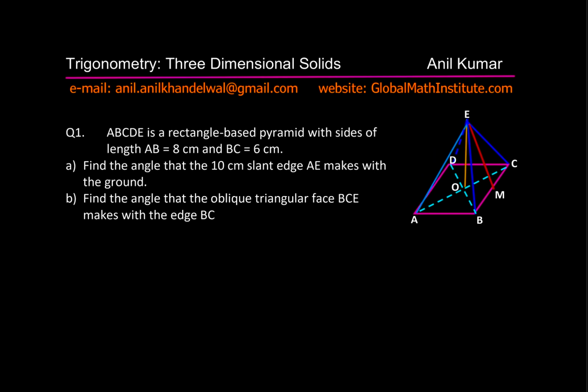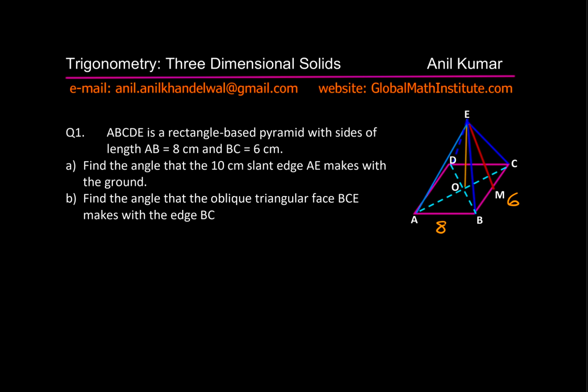In question number 1, we are given ABCD is the base, E is the vertex. That is a rectangular base pyramid with sides of length AB 8 centimeters, BC 6 centimeters. So here's a sketch for you. So AB is 8 centimeters. Let me write 8 here and 6 centimeters for BC.